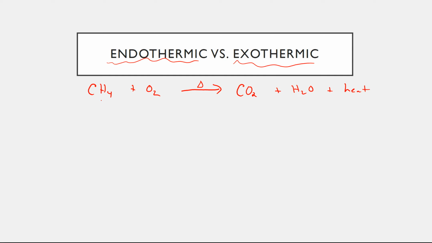All right? So when heat is produced in a reaction, or released, we say that is an exothermic process. So when heat is written on the product side, we know then that it is an exothermic process.